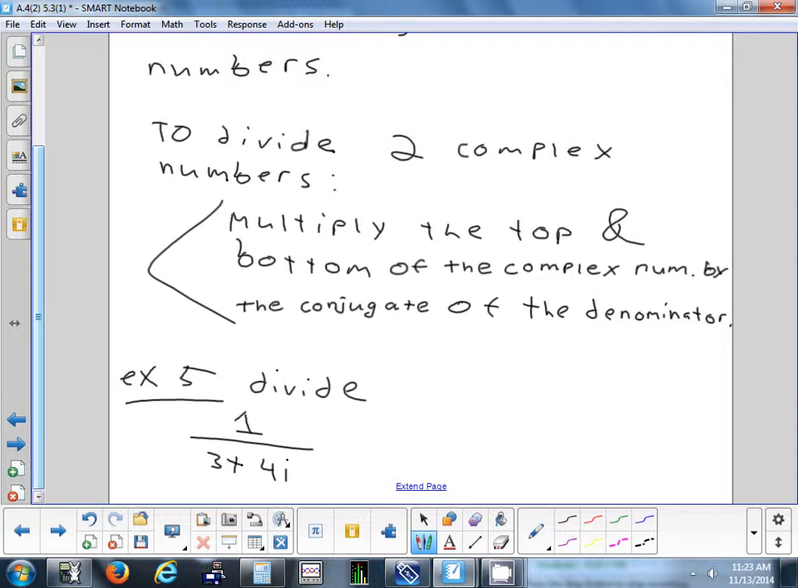Okay, so our first example with division, we'll do 1 divided by 3 plus 4i. So I'm going to change it to a multiplication. And what will I multiply the top and the bottom by? How about Michaela? 3 minus 4i. Yep.